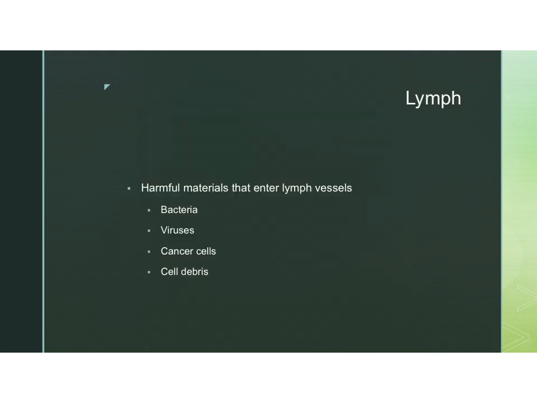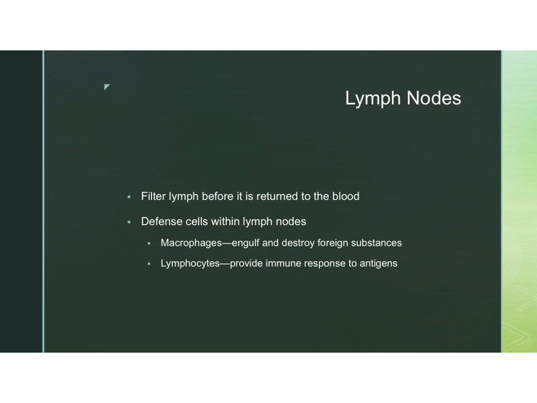The lymph vessels also allow some harmful materials to enter, and that allows it to present things to the immune system. So bacteria can be circulating in the lymph system, as well as viruses, cancer cells, and cell debris. As the lymph travels through lymph nodes, they're filtered. So lymph nodes filter the lymph before it's returned to the bloodstream. And there are defense cells that are within the lymph nodes.